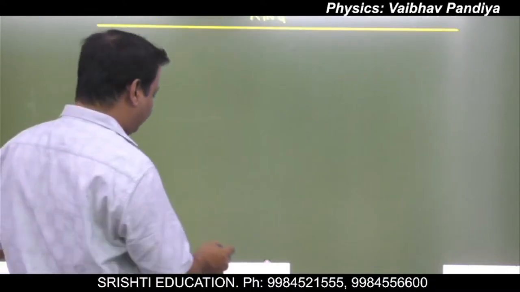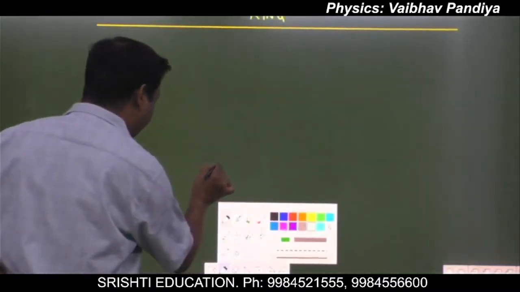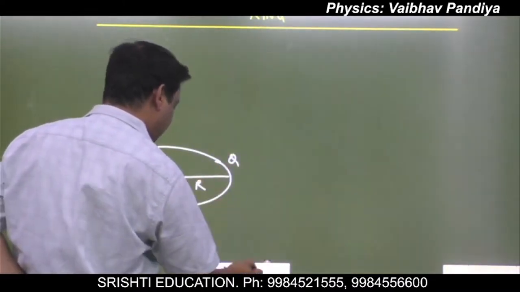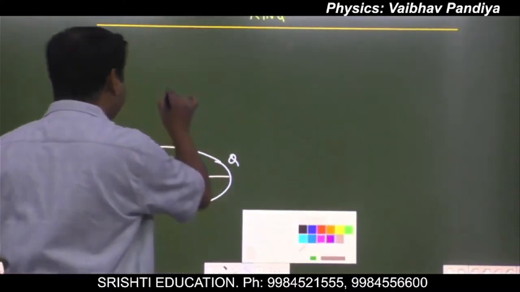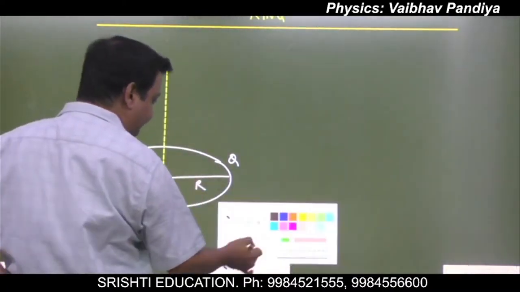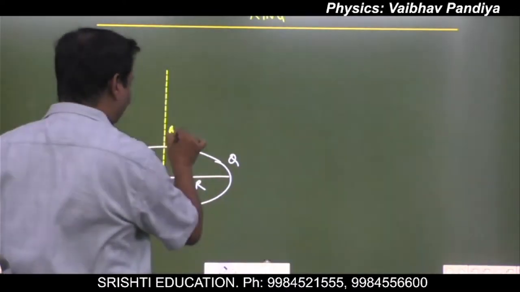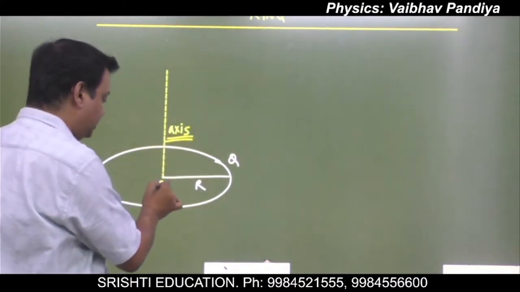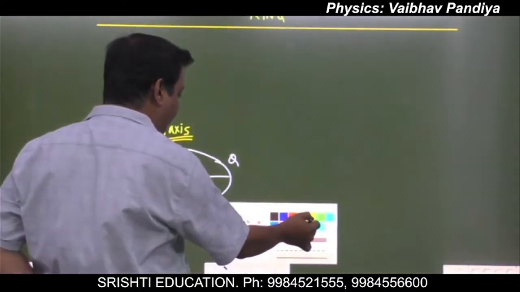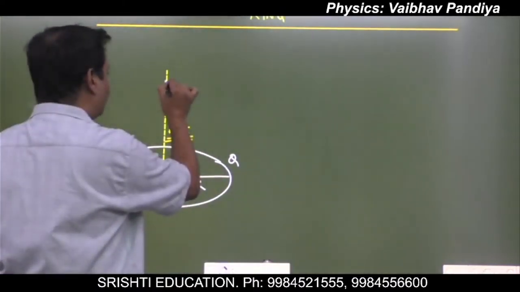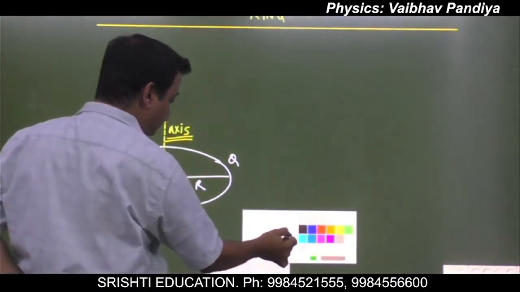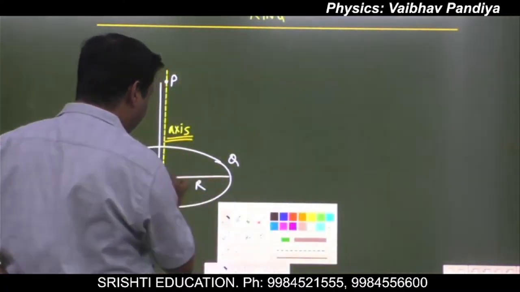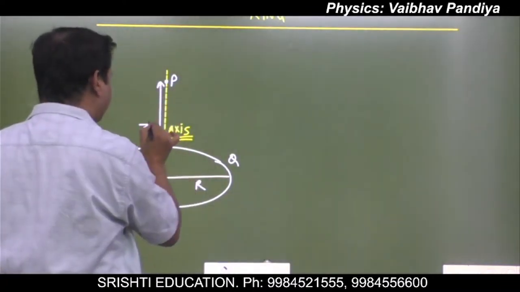Now suppose we have a uniformly charged ring with a charge Q and radius R. Say there is a point P on the axis of the ring. Axis means a line perpendicular to the plane of the ring and passing through its center. And there is a target point P on the axis, and the distance of P from the center is Z.